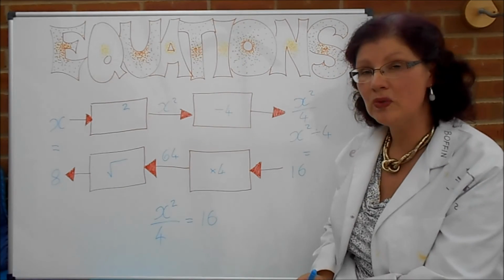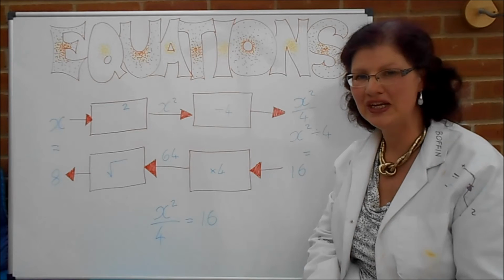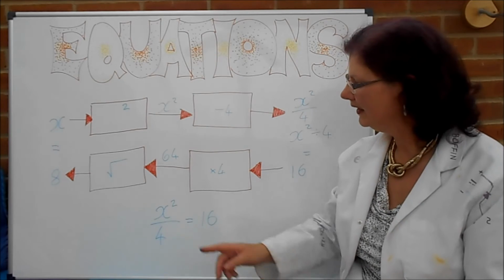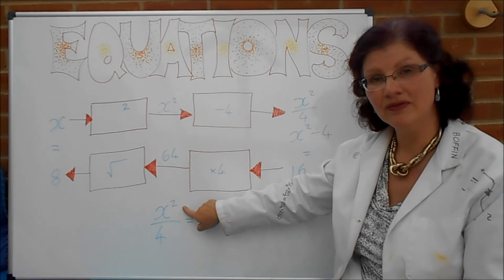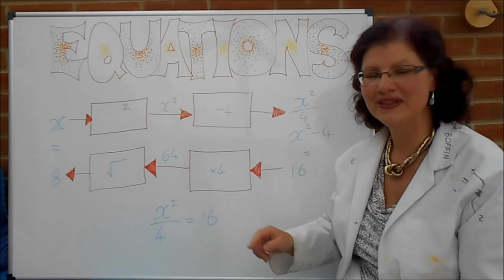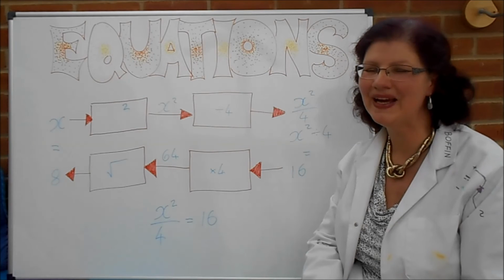If you don't know your square numbers, it's a good idea to learn them up to 10 squared because they're very handy. So we can check that by putting 8 into here. 8 squared is 64, 64 divided by 4 is 16. Okay, hope you're happy with those.